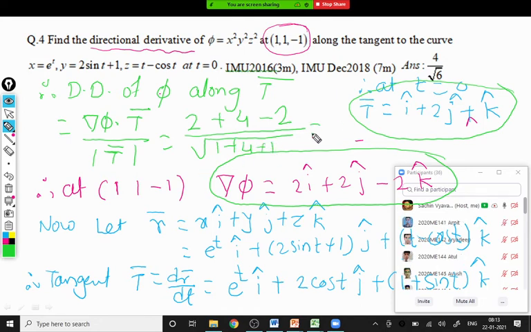So what should be the answer? 4 by root 6. That is the answer that you should have. Any doubt here? No, sir. No doubt. Okay. So if you complete, tell me. We'll move to the next question.